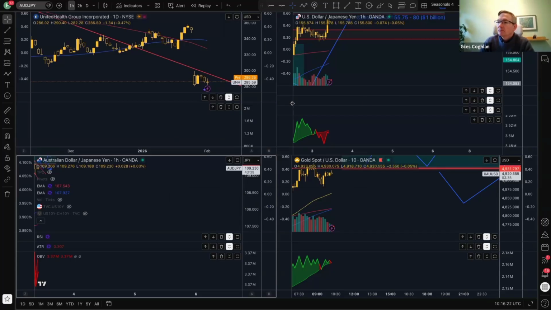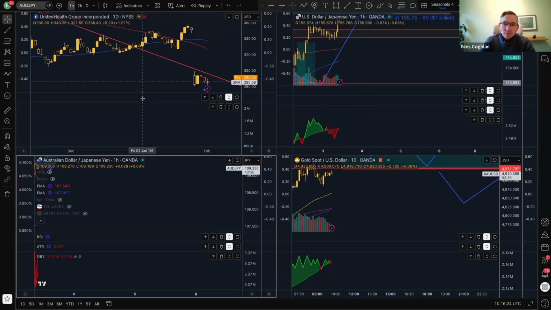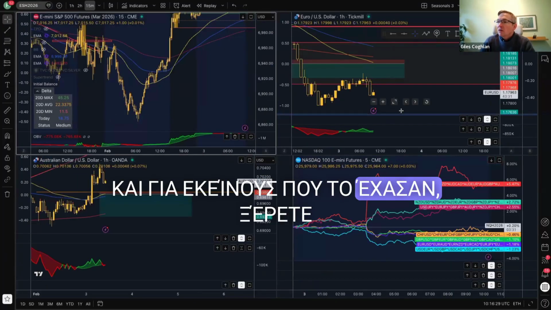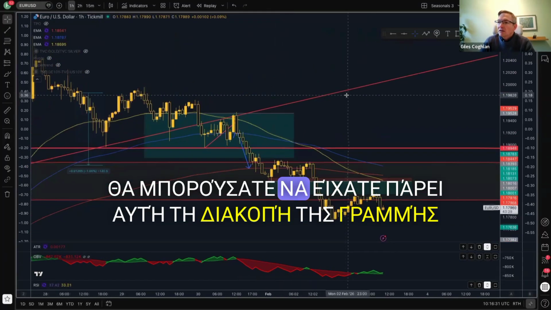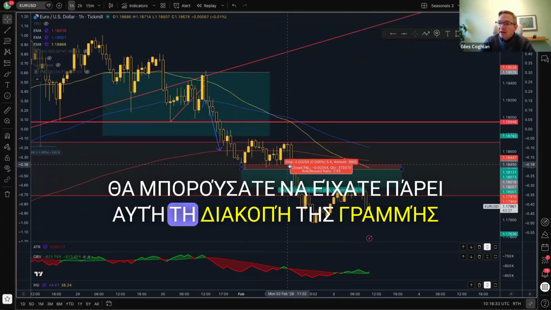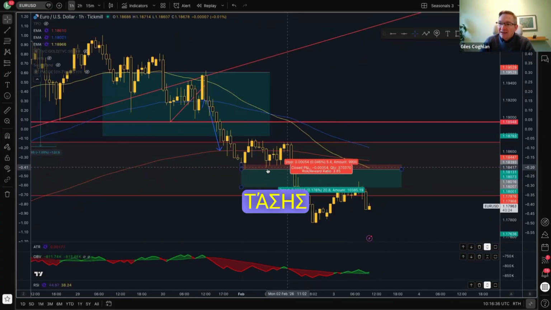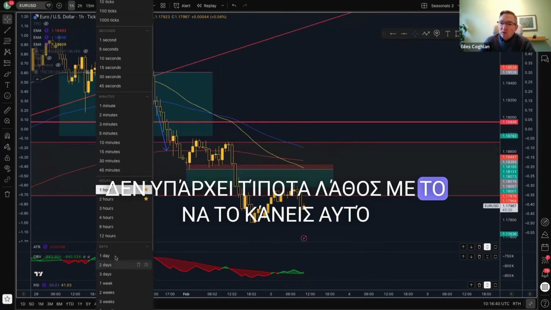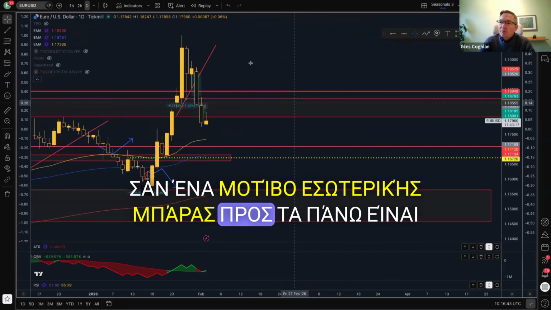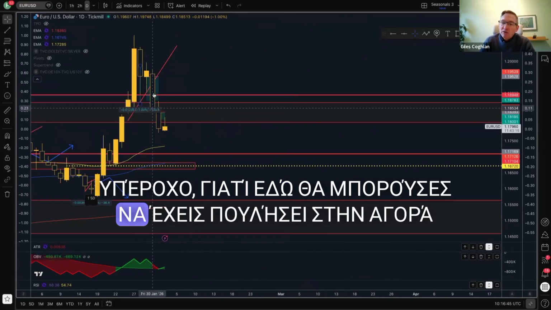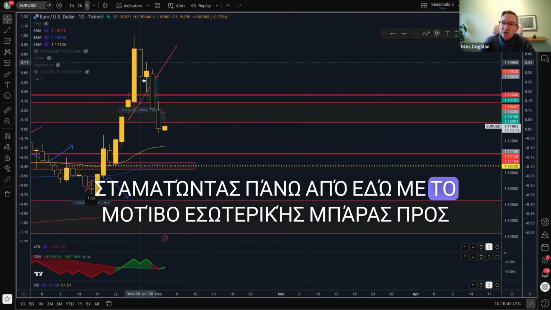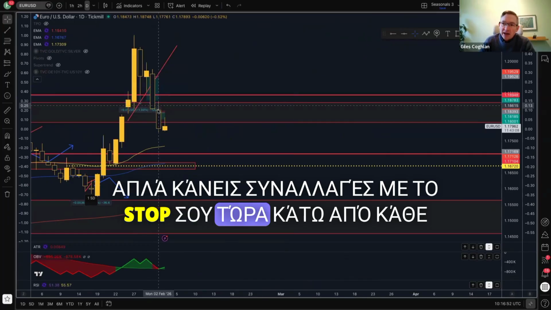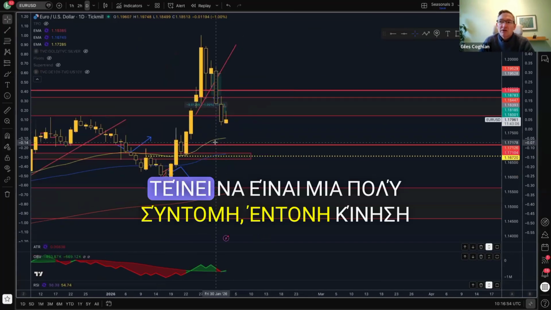Great stuff. And for those who missed it, you could have taken that trend line break. There's nothing wrong with doing this. An inside bar up pattern is great, because here you could have sold at market, stops above here with the inside bar down pattern, and then you're trading your stop underneath each daily lower high. It tends to be a very short, sharp move.